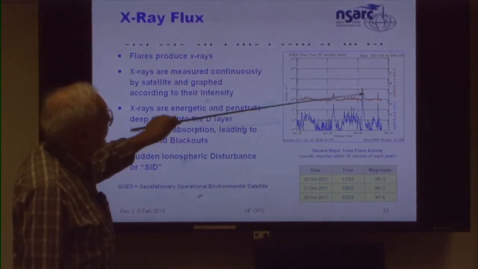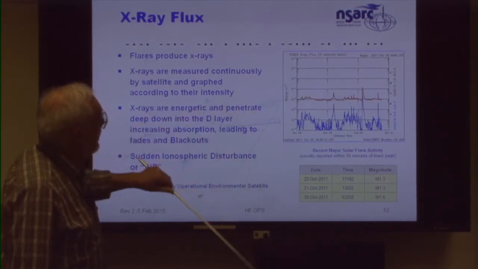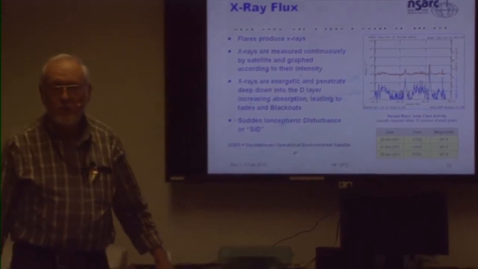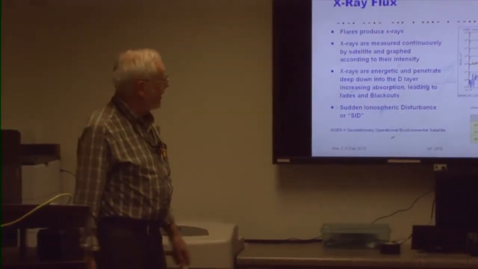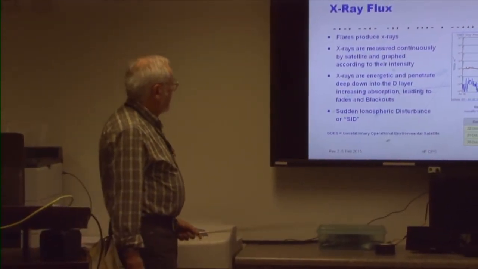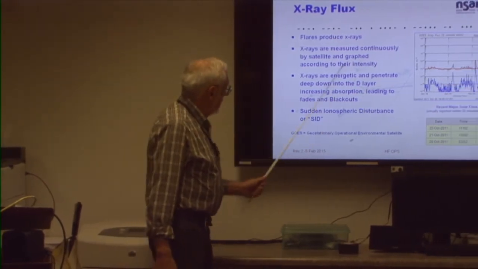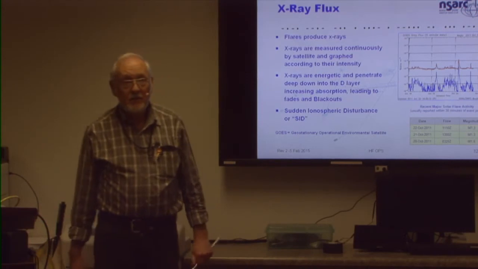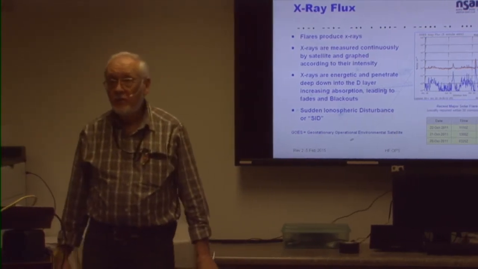And this is what you look for. Now here's one that's peaked into the M1 region, which means it's something to pay attention to and might be noticeable on the bands if you were active. So these things are what you call the sudden ionospheric disturbances, because they just happen like that. It's not predictable. It just shows up.